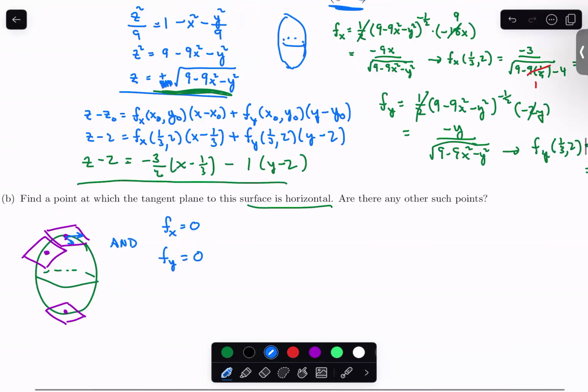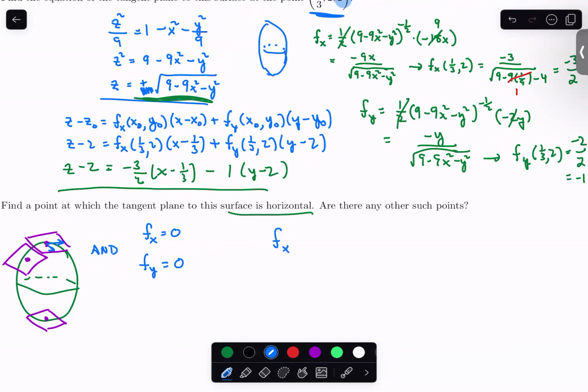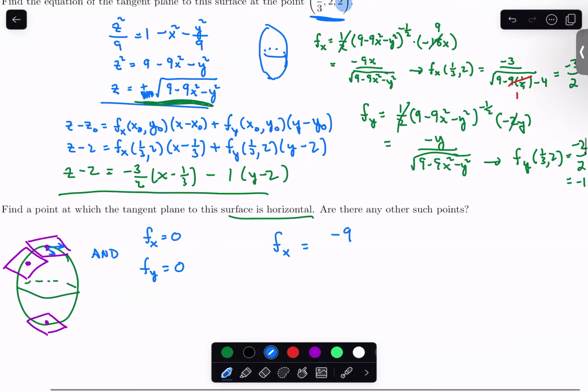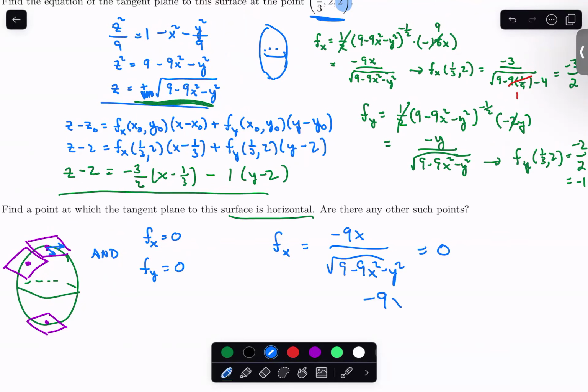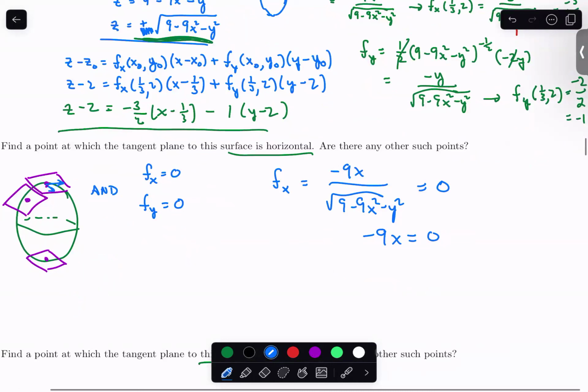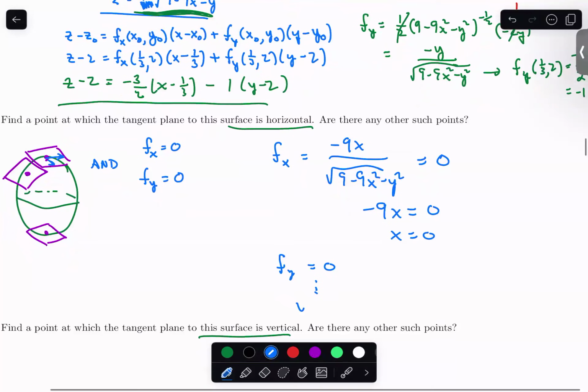So if I go back to my equations here, and I take f sub x, which again was equal to negative 9x divided by the square root of stuff. And I ask you, how can I make this 0? Well, it's a fraction. You could cross multiply here, and you would get negative 9x should be equal to 0. And therefore, the only place that it happens is at x equals 0. So that's only, right, using I want my f sub x to be equal to 0. If you want your f sub y to be equal to 0, you can do very similar steps. And in this case, you can find out that that happens exactly when y is equal to 0.